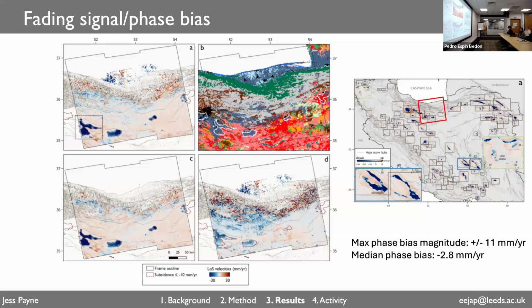Oh, okay. So there's a question about whether to use longer temporal baselines, which will decorrelate, or shorter ones, which use phase bias. I guess that's the whole problem. There's not a good solution. So Pedro's the person to answer that.